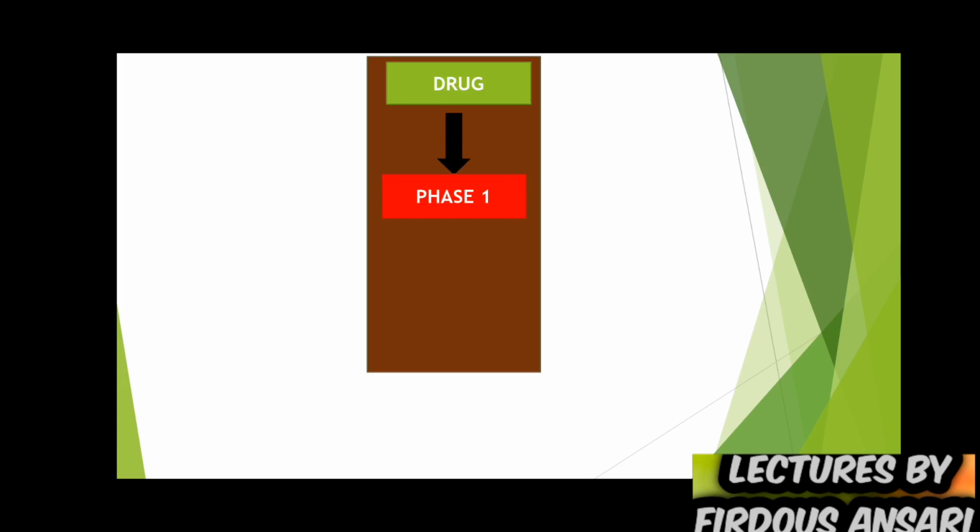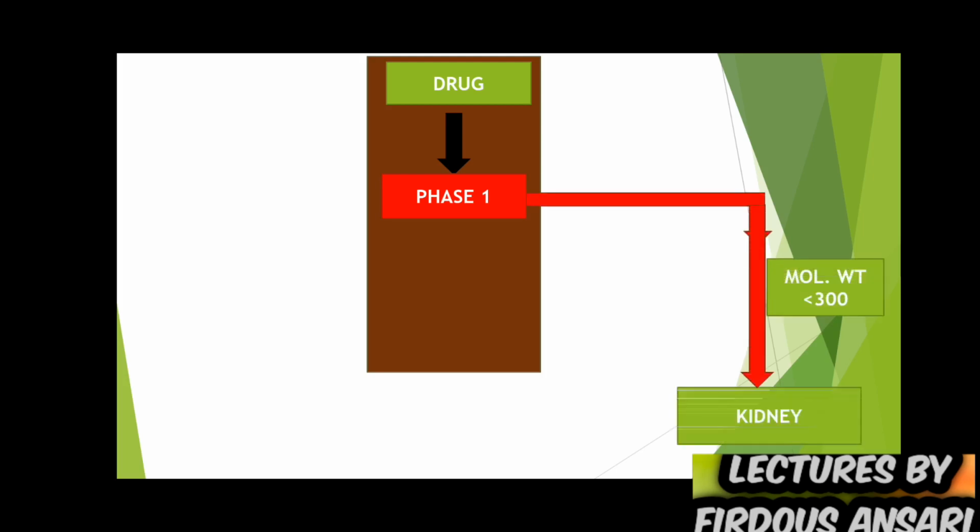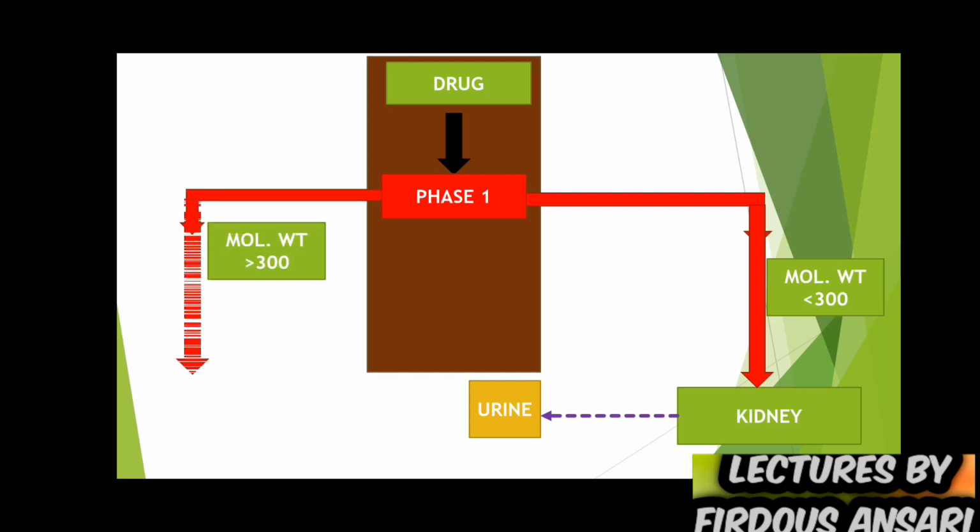After completion of the phase 1 metabolism, if the molecular weight of the phase 1 metabolite is less than 300, then it will move to the kidney and then eventually be excreted out via urine. But if the molecular weight is more than 300, then it will move to the gallbladder and be eliminated out from the body via bile.